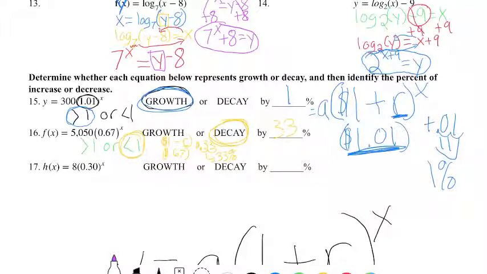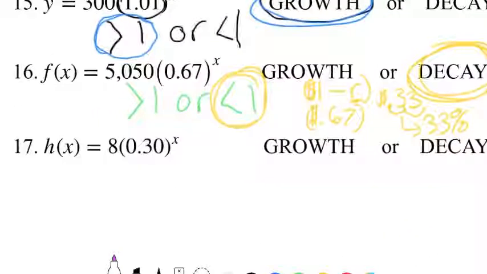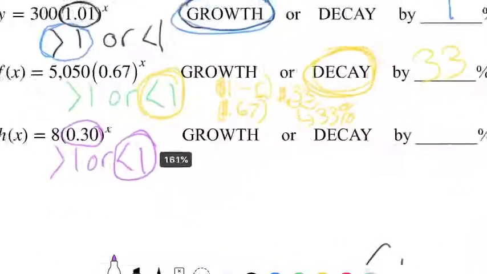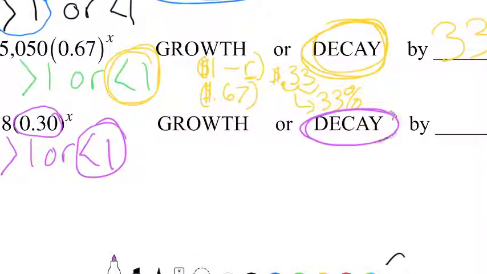Then lastly, at 17, inside of your parentheses, you have 0.3. You're asking yourself if it is greater than 1 or less than 1. Well, it's less than 1. So if it's less than 1, it is decay. And you're asking yourself 1 minus r, and how to get to 0.30.